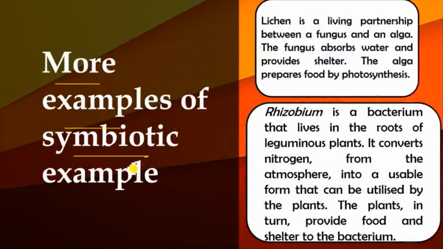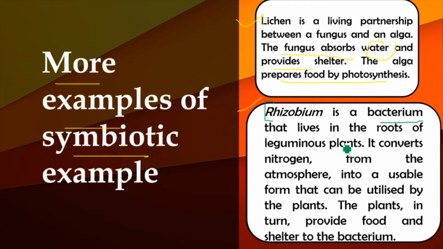So more examples of symbiotic relationship are these two of lichen. Lichen is a living partnership between a fungus and an algae. The fungus absorbs water and minerals and provides shelter, and the algae prepares food from photosynthesis. Now, second example is Rhizobium, a bacterium that lives in the roots of leguminous plants.